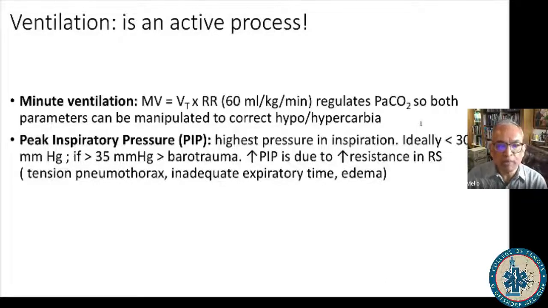Peak inspiratory pressure, or PIP, is the highest pressure that's obtained in inspiration. Ideally, it needs to be below 30 millimeters of mercury, because above it, you're more likely to cause barotrauma. An increase in PIP is due to the increase in resistance in the respiratory system, such as in a tension pneumothorax, inadequate exposure time, or edema of the lungs.